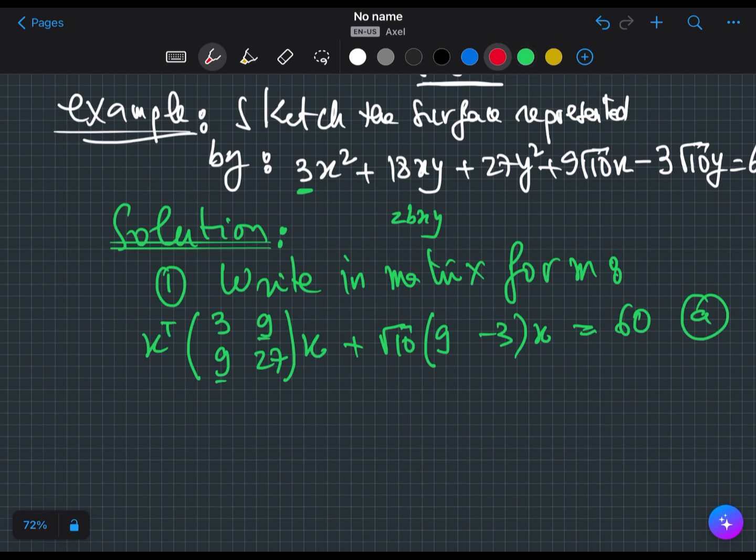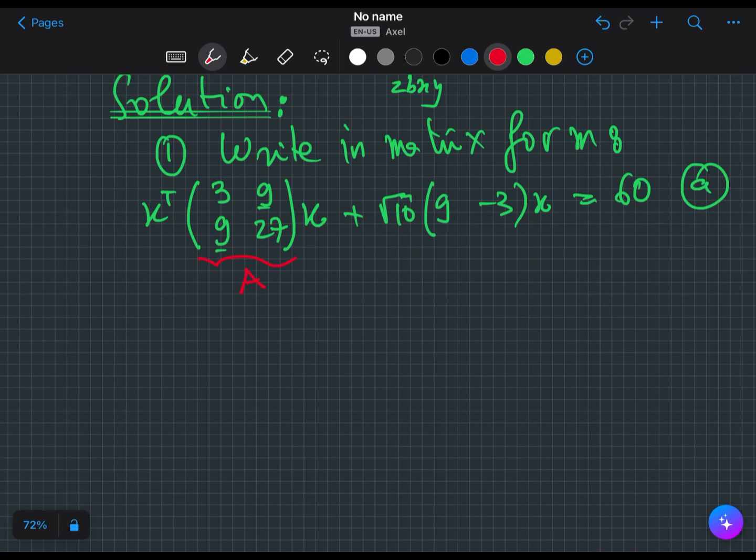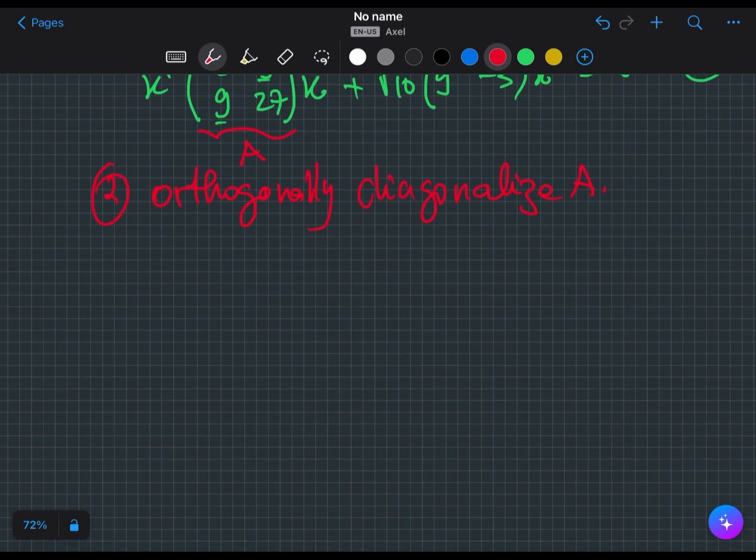Now, what do I notice here? I notice that this matrix, I call it A, is a symmetric matrix. Therefore, the next step to do is to orthogonally diagonalize A. So, step 2, orthogonally diagonalize matrix A, because A is symmetric. How do we do that? We need to find the eigenvalues and the corresponding eigenvectors of those eigenvalues. The eigenvalues are given by solving the equation determinant of A minus lambda times the identity matrix equals 0.